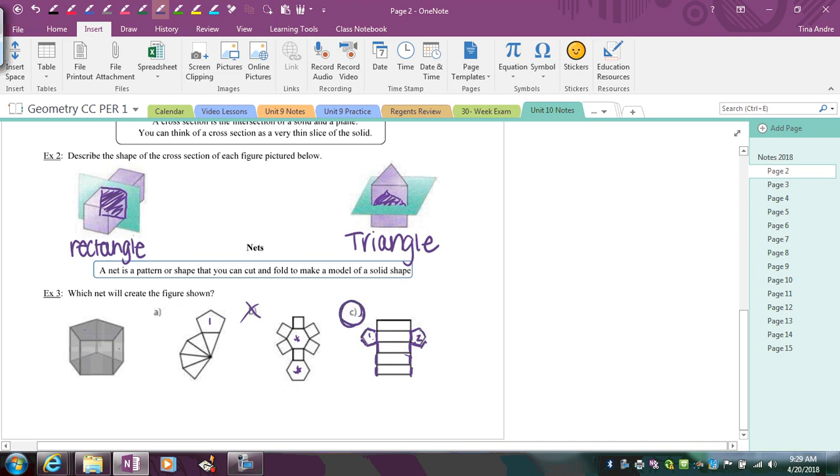So this is going to be the answer because it has two pentagonal bases with rectangles acting as the lateral faces. So it's basically just a flat figure that you would fold and create this three-dimensional figure. That's what a net is.